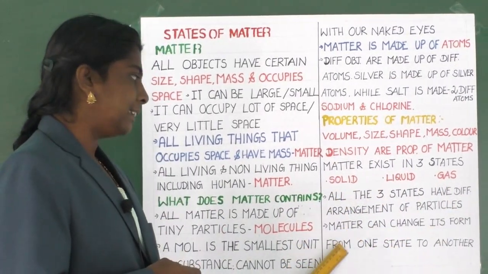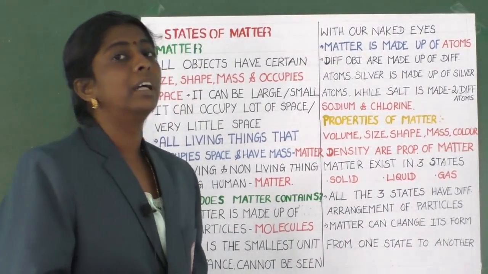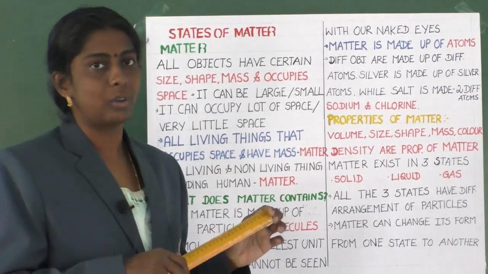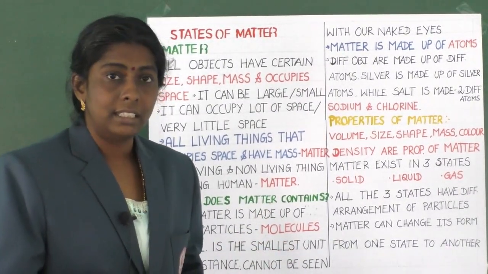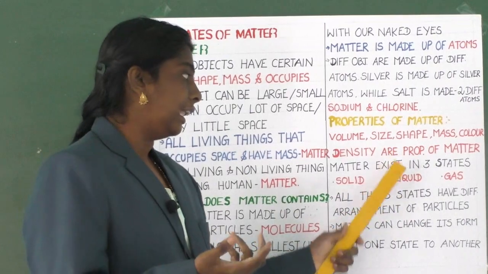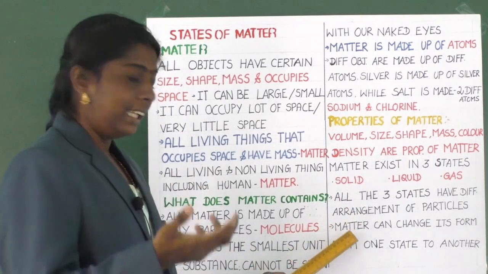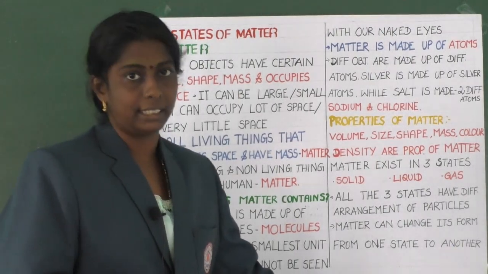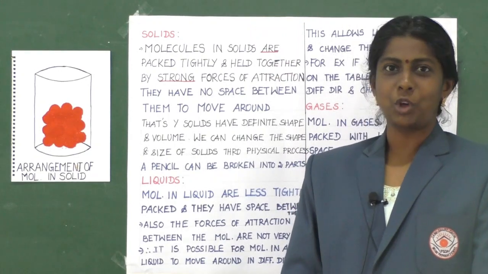Clear? Then matter can change its form from one state to another. So if it is a solid, it's not conditioned that it should always remain as a solid. Matter can change from one state to another. For example, a solid can be transferred to liquid and then liquid can be changed to gas. So what they are telling here is, matter can change its form from one state to another. Clear, children? Yes. Now let us learn about solids.